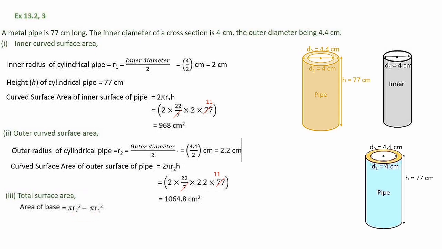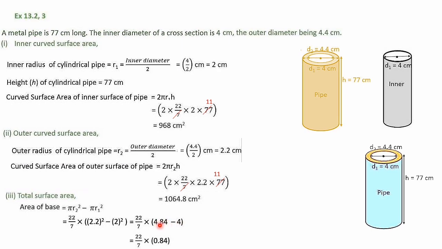So pi into r2 square minus r1 square, 22 by 7 into, in these two there is pi common that I have taken outside because that is easy for calculation. So 22 by 7 into, inside r2 square minus r1 square will come. R2 we have calculated here, 2.2. So 2.2 square minus r1, we have calculated, 2. So 2.2 square minus 2 square is equal to 22 by 7 into, here 22 square we know is 484. So 2.2 square is 4.84 minus 2 square is 4. That is 22 by 7 into 4.84 minus 4.